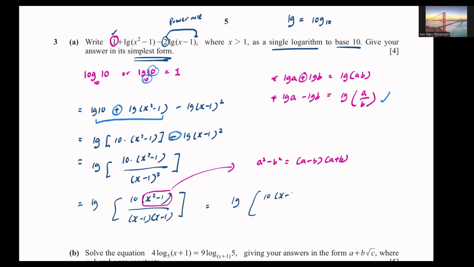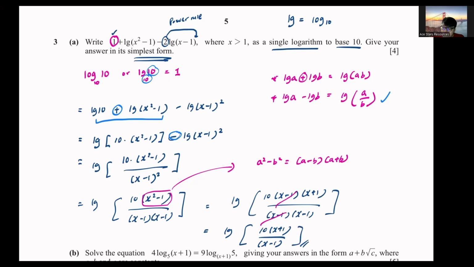10 times x minus 1, x plus 1. Then you can see there are like terms, the common factors, that you can cancel out, take them out. So you will have lg 10(x plus 1)(x minus 1) as your final answer. And you'll also be rewarded 4 marks for your trouble.